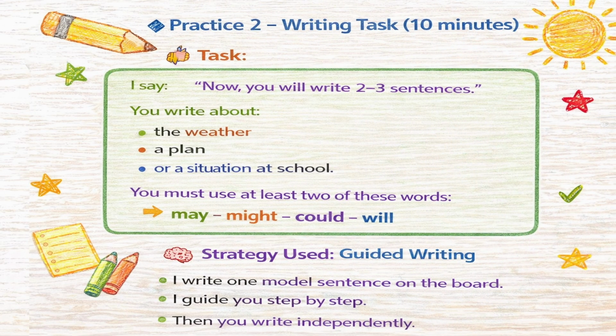Practice 2. Task. I say, now you will write 2 to 3 sentences. You write about the weather, a plan, or a situation at school. You must use at least 2 of these words: may, might, could, will. Strategy used: guided writing.